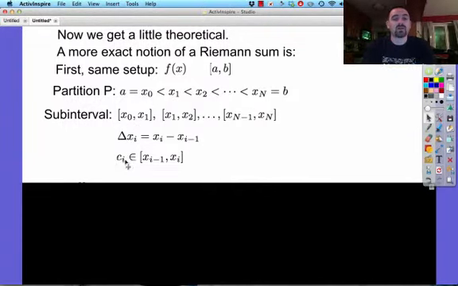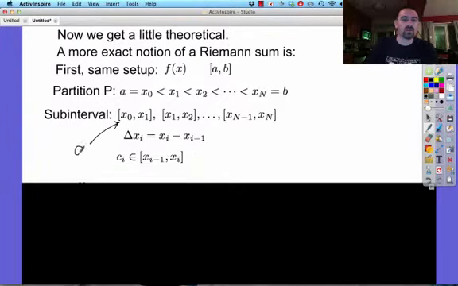It doesn't matter where it is. This is where we start saying it doesn't matter if it's a left endpoint or a right endpoint or a midpoint. We're saying we're going to choose some number inside the interval here. We'll call that C1. Okay, so if I choose some number in here, there is some number in here called C1. There is some number in here called C2. There is some number in here called Cn.